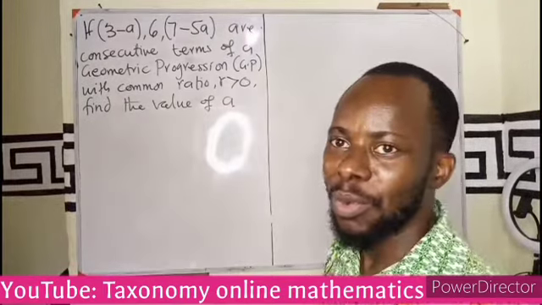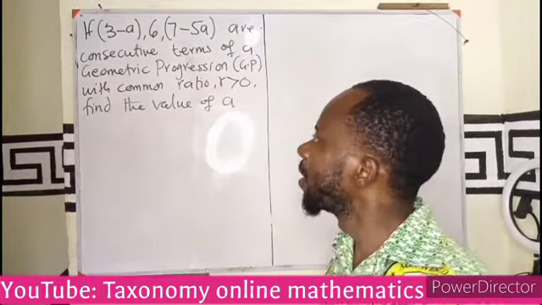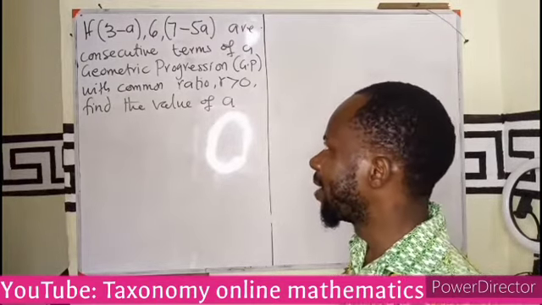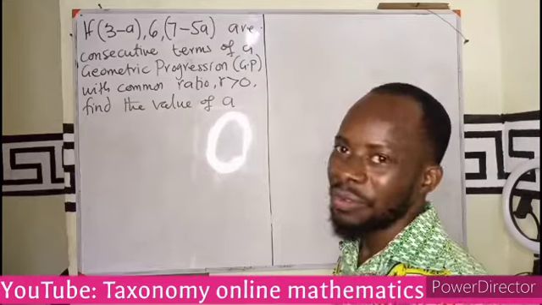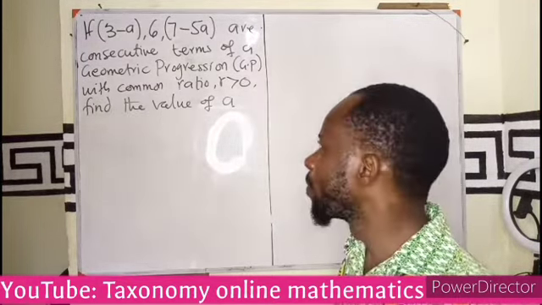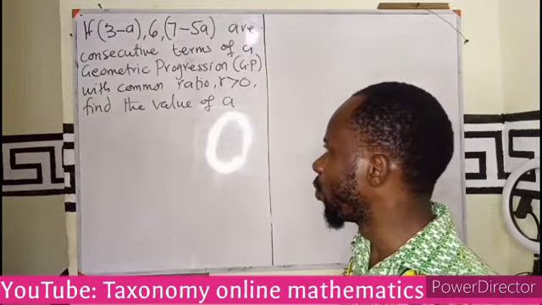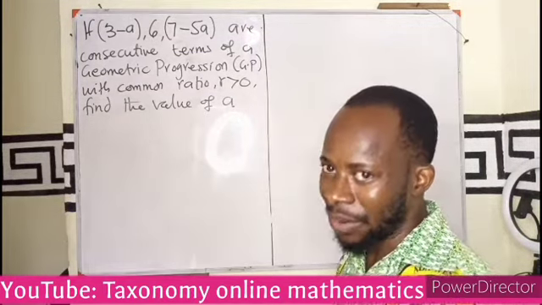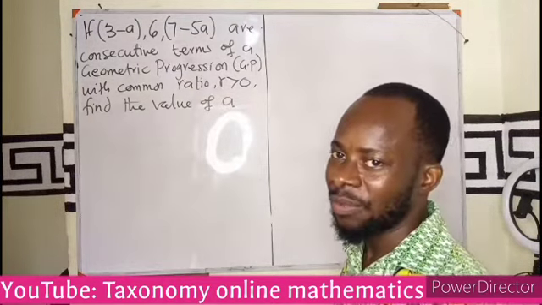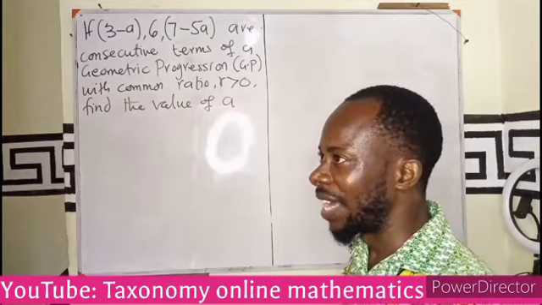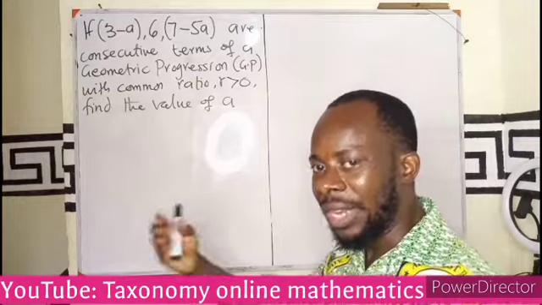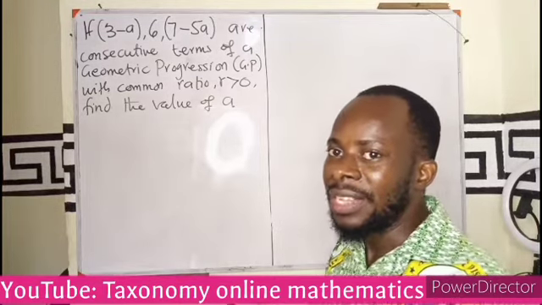We still have a question we want to provide a solution to. If 3 minus a, 6, 7 minus 5a are the consecutive terms of a GP, with a common ratio greater than 0, we have to find the value of a. Consecutive simply means that it continues. If it is 1, the next will be 2, the next will be 3.